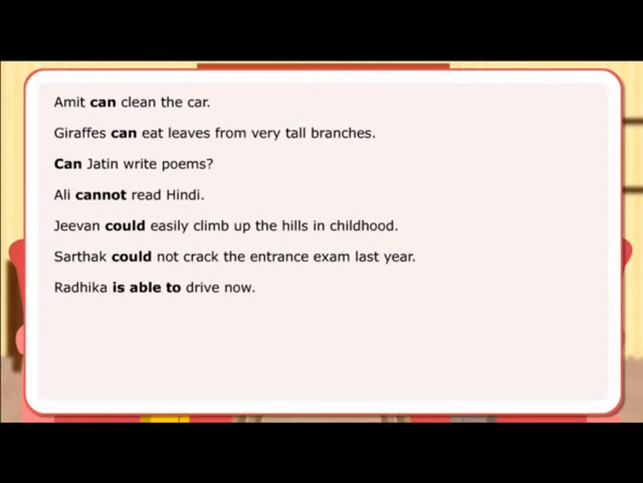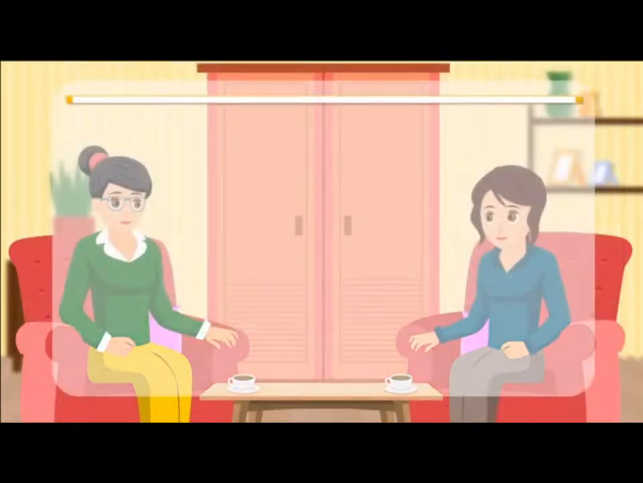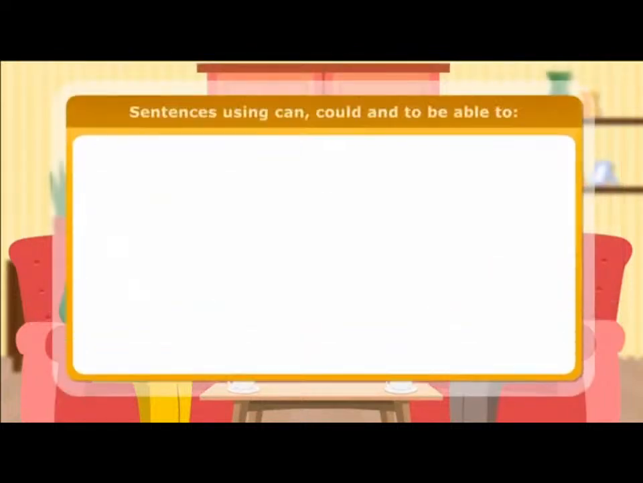Radhika is able to drive now. I was able to hear the noises even from a distance. They were not able to go out due to rains. Is Amita able to sleep now? Here are a few more sentences using can, could, and to be able to.